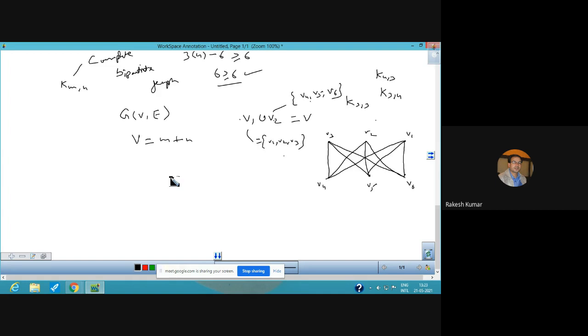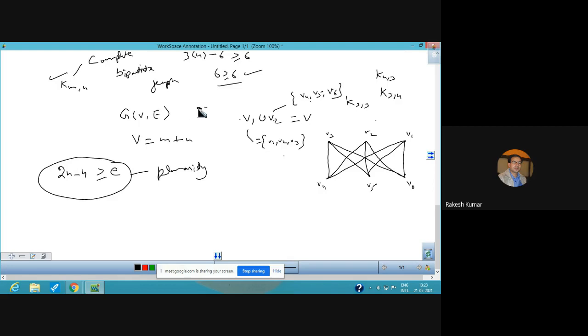2n minus 4 should be greater than or equal to E. Now this is the condition for planarity of the graph in the case of KMN.